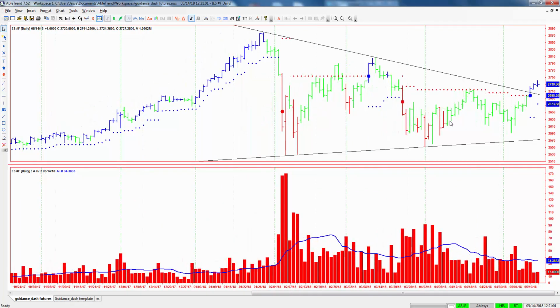We see that the range has been narrowing, and then last Thursday prices broke through the resistance, the red dots that AbleTrend has been drawing, but also breaking through that line. If that ends up being the case, then we might see this trend in compressing volatility continue.